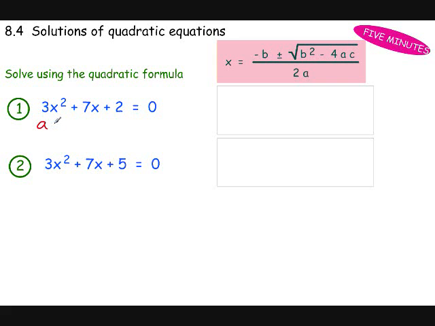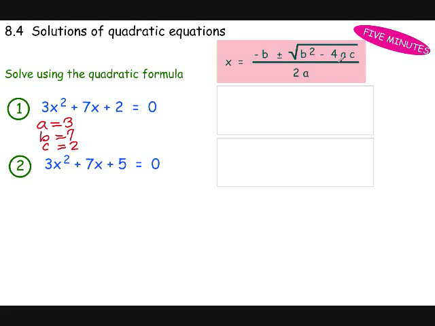To solve number 1 using the quadratic formula, we see that it is already in standard form. I'm not going to get caught this time. These are in descending power order: x to the second power, x to the first power, and x to the 0 power. The leading coefficient is 3. The coefficient on my linear term is 7. And the constant is 2.